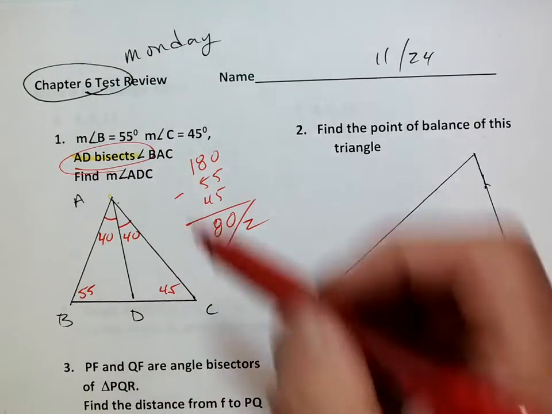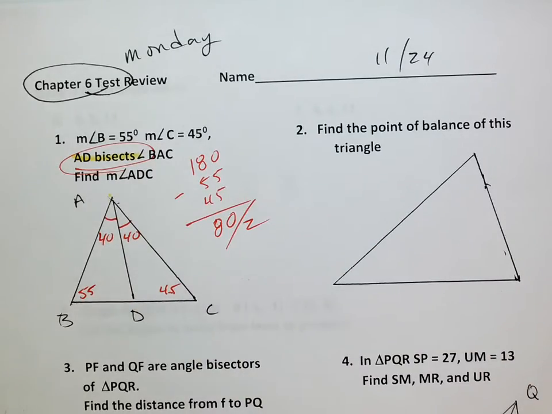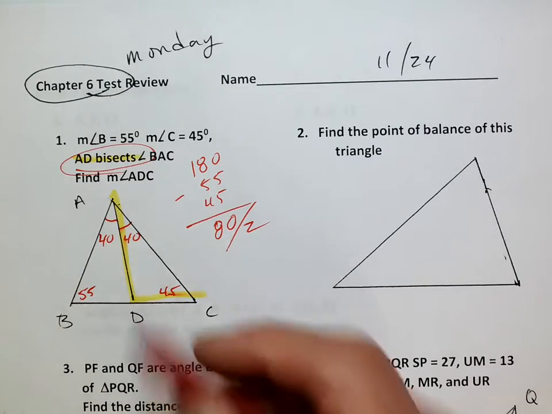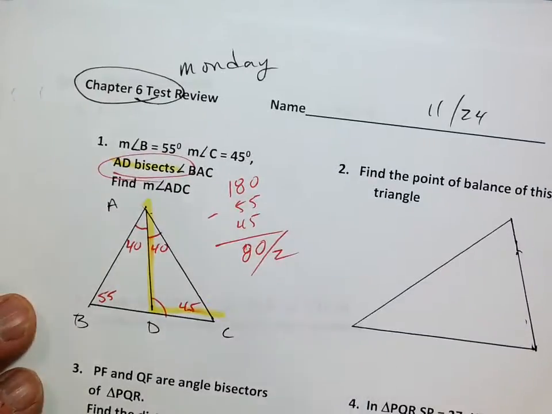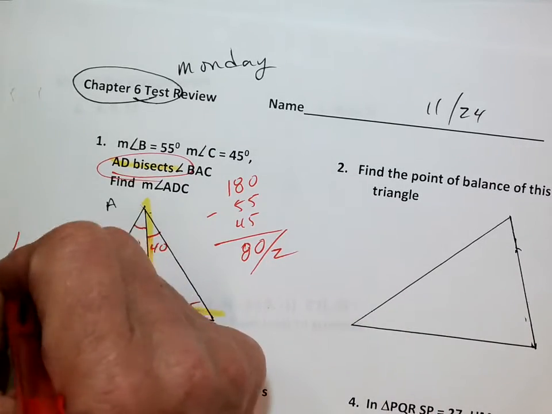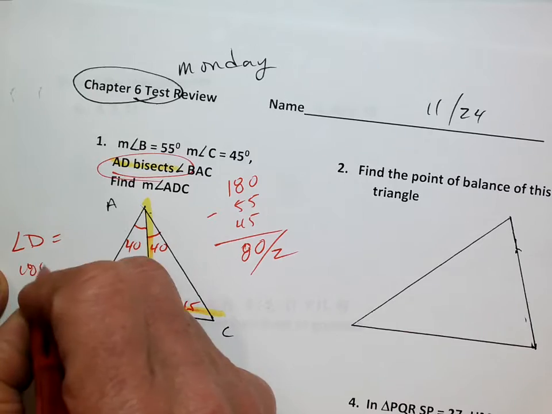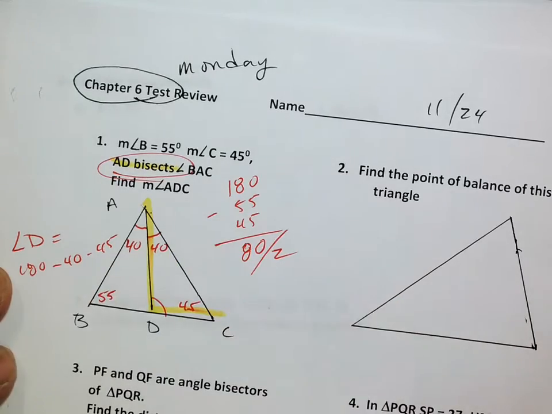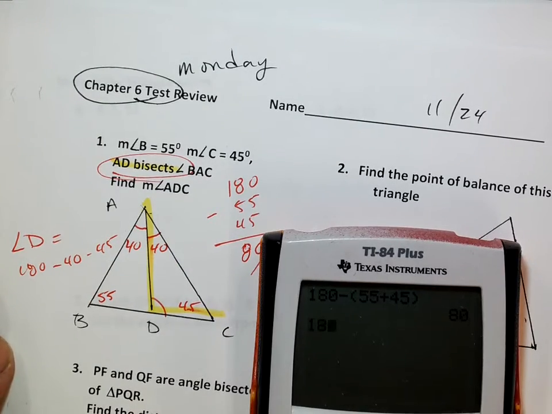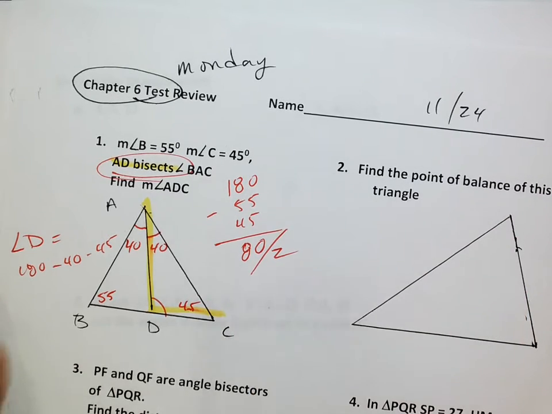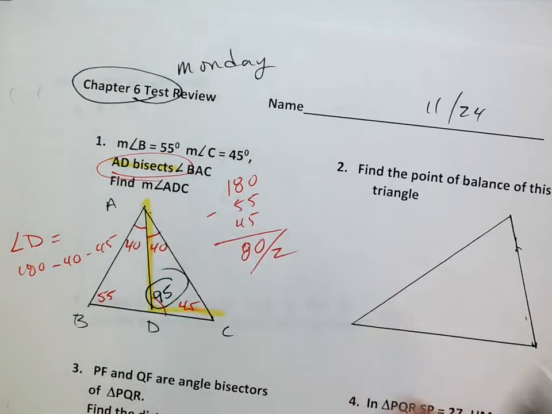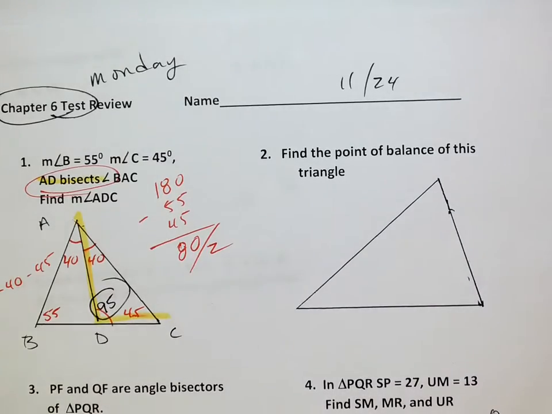So then if I want to find the angle of ADC, that's this angle. Well, now I've got to do the 180 degrees again, right? So I know that angle D is going to be 180 minus my 40 and my 45. I do that, and I get an answer of about 95 degrees. So I had to do two different triangles to get it, and I had to use that keyword there, okay?